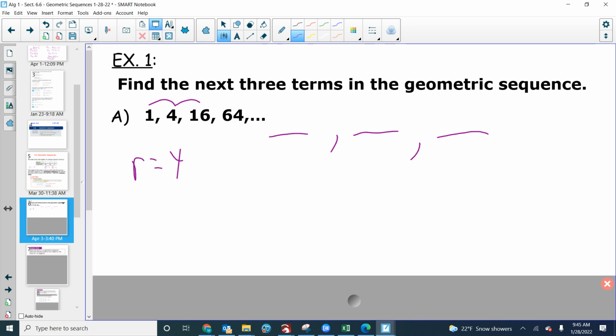You can see that here. What'd you get, Logan? What's my next number? 256. What's the next number? Makana? 1,024. Yeah. And then what's the last number? Go ahead, Zach. 4,096. Okay, good.